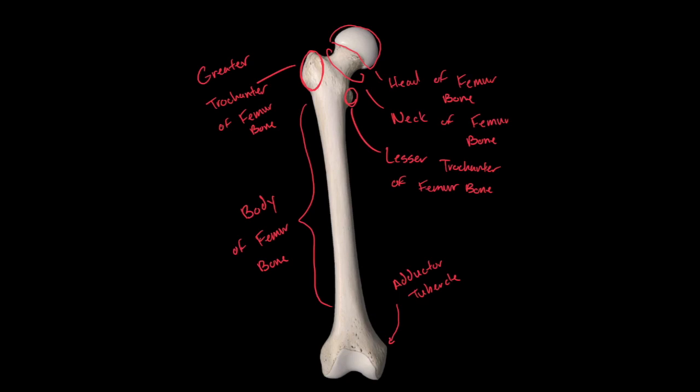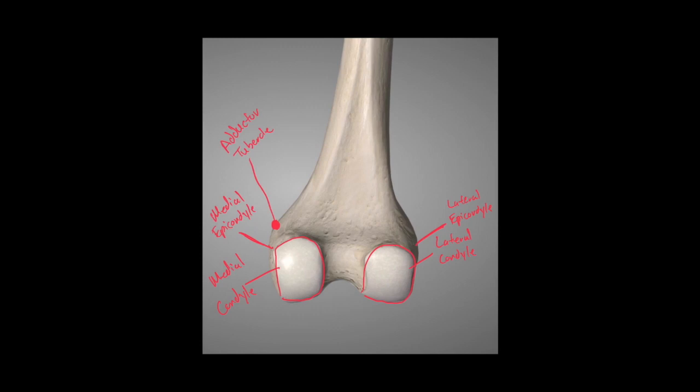We can go ahead and go back to the posterior aspect of the femur bone at the distal epiphysis. This space, this depression right here between the two condyles, is called the intercondylar fossa of the femur bone, just meaning the depression between the two condyles. This surface right here is called the popliteal surface of the femur bone.